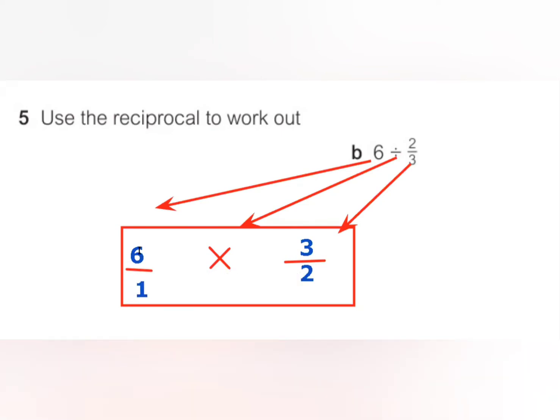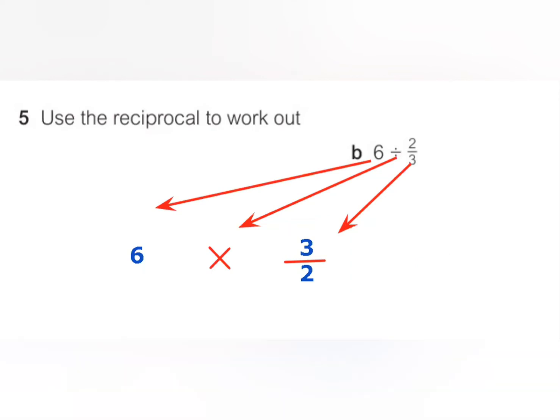Now we multiply the numerators. 6 times 3 equals, very good, 18. And then the denominators, 1 times 2 equals 2. Good job. So 18 divide 2, and then 18 divide 2 equals, good job, 9. And that's the idea of question B. Now, the rest of the questions have the same idea and the same method.